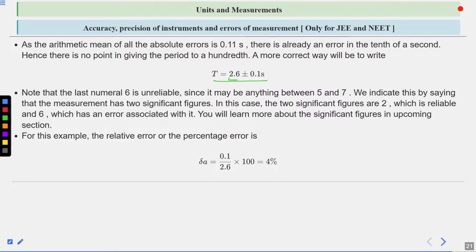The errors of measurements are not given in the NCERT book. This is part of JEE and NEET. And in upcoming lectures, we will learn significant figures, which is part of NCERT. Clear?